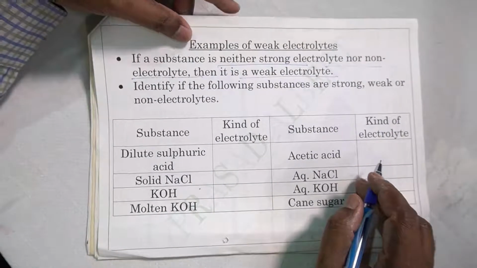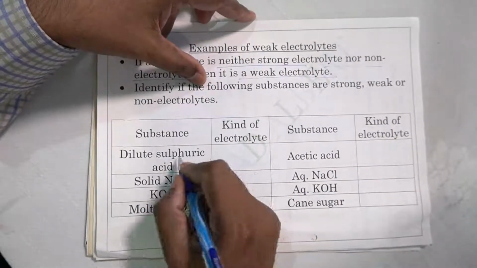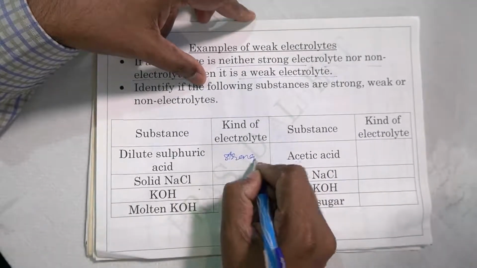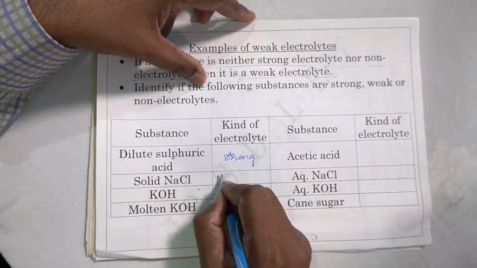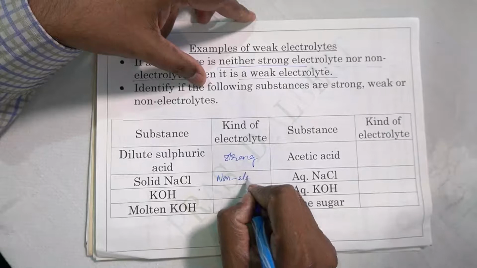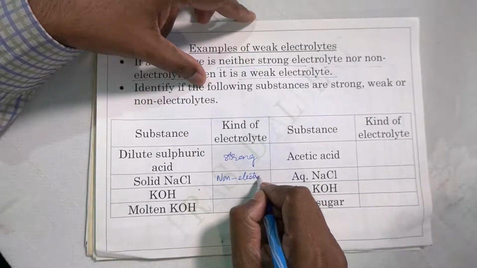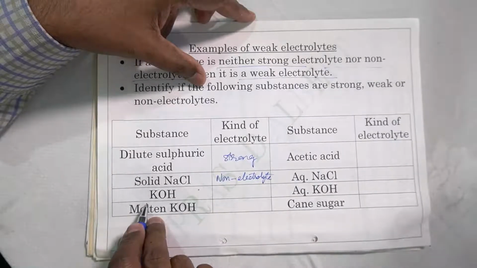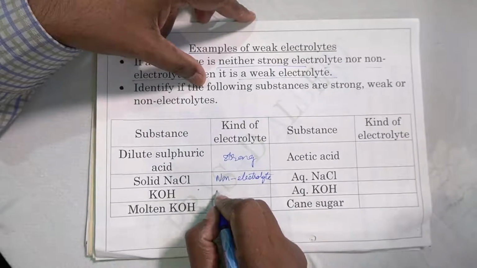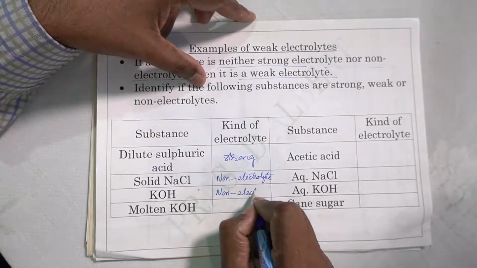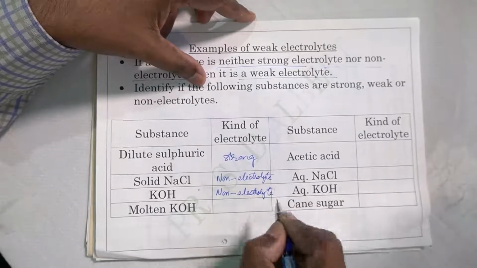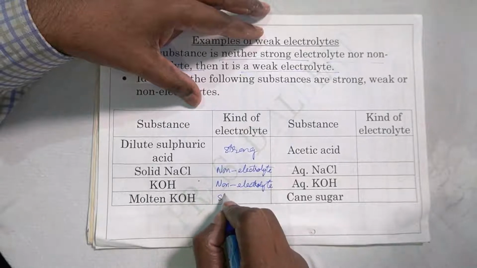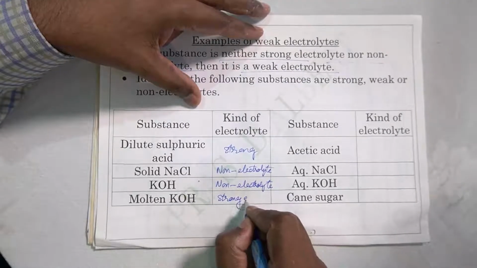Now I have some examples for you. We have some dilute sulfuric acid. We have seen dilute sulfuric acid splits into ions completely, so it is a strong electrolyte. Solid NaCl is a non-electrolyte, as we just discussed. Why? Because in the solid state the ions are not free and mobile. KOH: nothing is mentioned. Potassium hydroxide under ordinary conditions is a solid, so it is a non-electrolyte. Think very carefully, do not go just by the name. Always consider the state. Now, molten KOH, it is in the molten state, so it is a strong electrolyte. See the difference, no? Strong electrolyte.